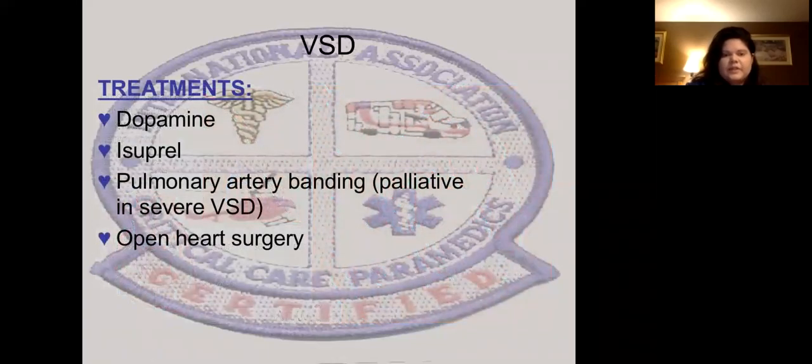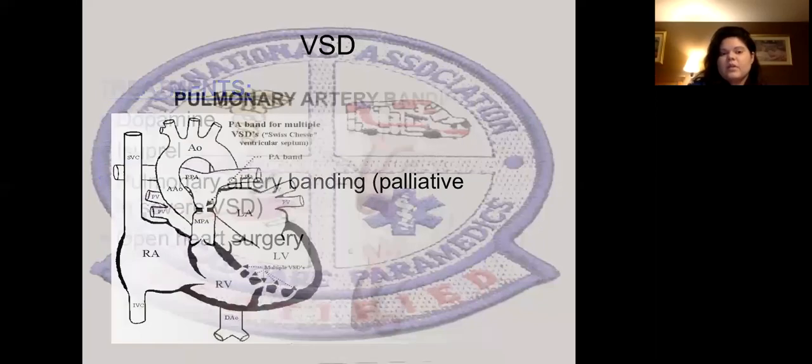So the treatment for this one is a little bit different. You can do dopamine, and that's just going to depend on the patient. This is not a definitive treatment for VSD. It's going to be how they present. You can do your isoprel. They do banding a lot of times on this issue, but the majority of the time the kid just has to go in for open heart surgery.